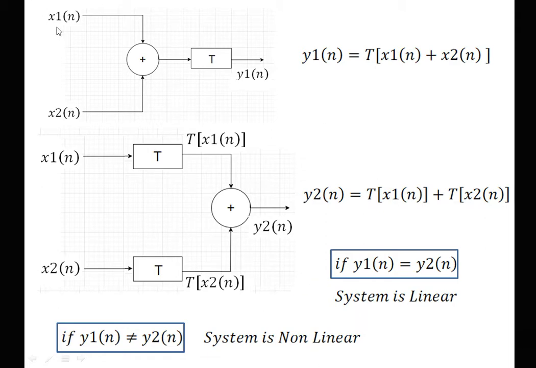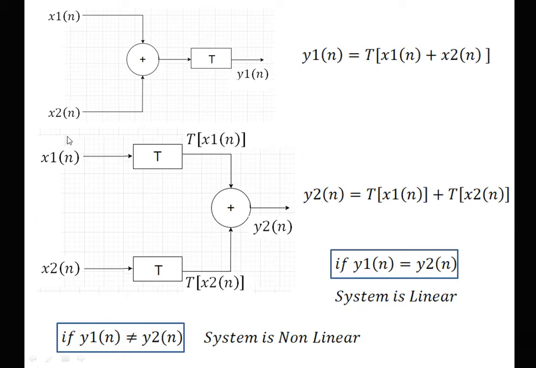Here two inputs are there, x1[n] and x2[n], both are discrete time signals. First we add the two signals, and after that we apply T, a particular function, to get the response y1[n]. T may be addition, subtraction, mean, median, average, square root, cube, any type of function we can take as T. So y1[n] is equal to T of x1[n] plus x2[n].